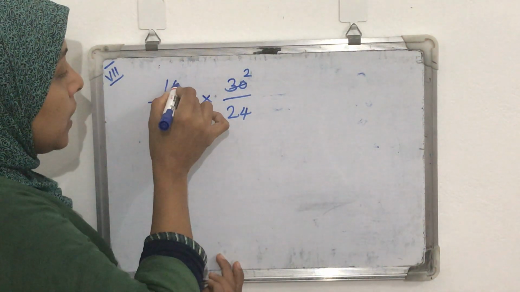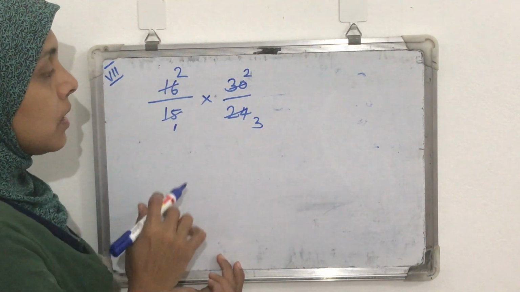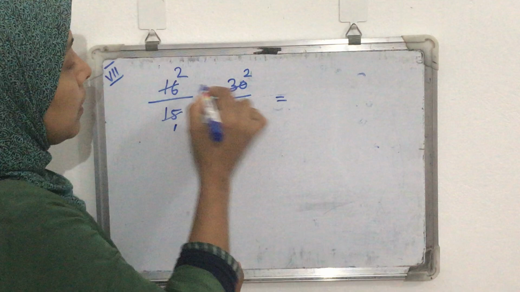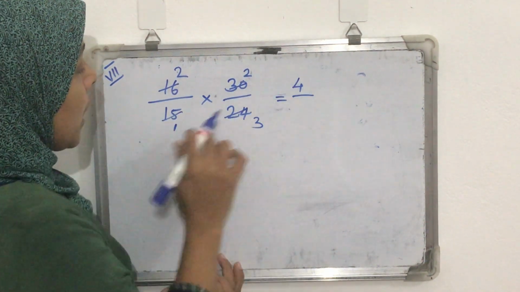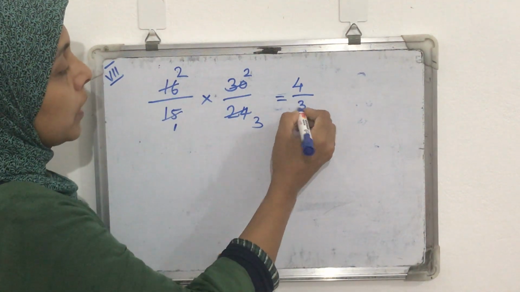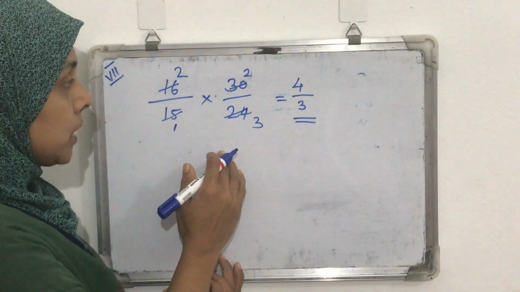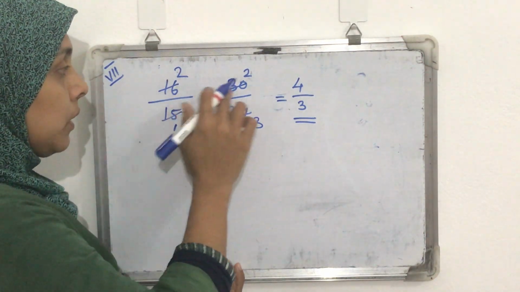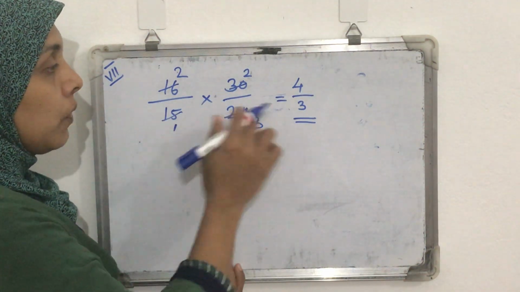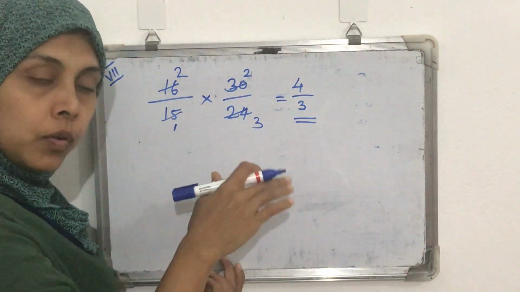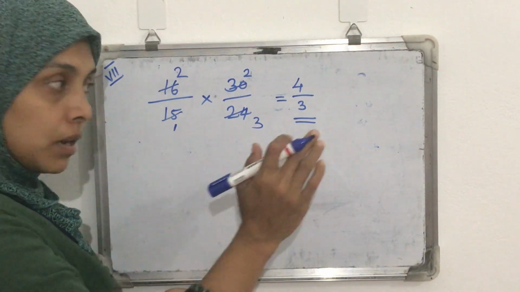So how many 8s here? 2, and here 3. Now multiply the numerators: 2 into 2, you get 4, and 1 into 3, you get 3. This is the answer. You can also do this multiplication by multiplying 16 with 30, taking that as the numerator, and 15 into 24 as the denominator. After that, find its lowest form. That way is also easy, and it is also correct.